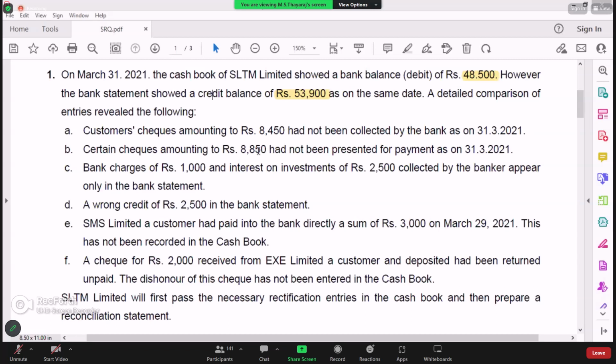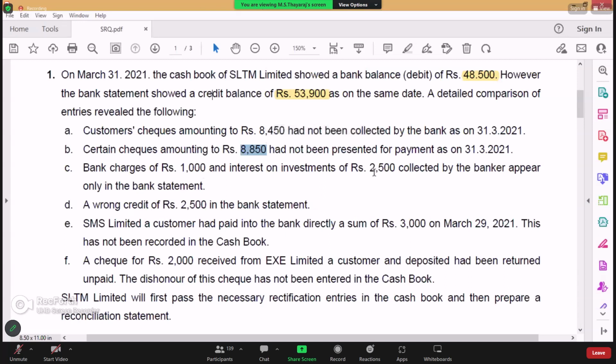Certain checks amounting to 8,850 have not been presented for payment. So we have written some checks for the creditors or other expenses. The company wrote them, then the company credited this amount in the cash book. But the bank has not rectified this; the bank has not considered it. Sometimes the particular creditors have not submitted the check to the bank. So there is a difference.